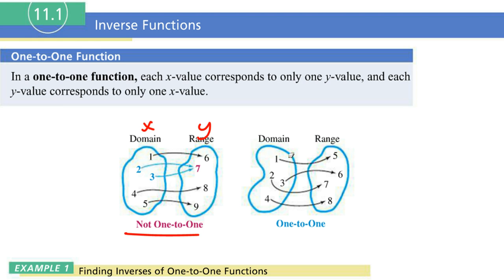Then coming over here, see how 1 is paired up with 5, 2 is paired up with 7, and so forth. This is fine because every x and y value is only paired up with one value.